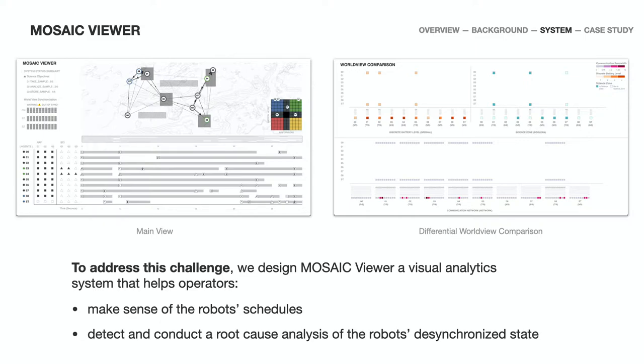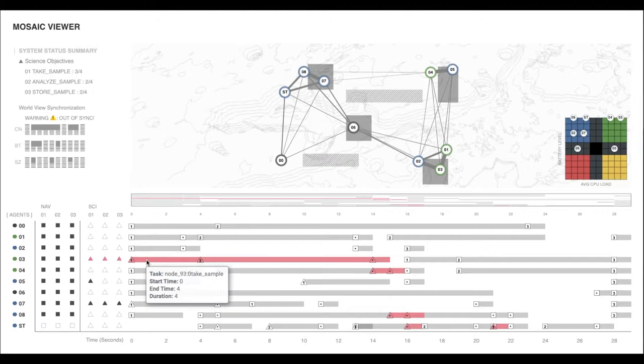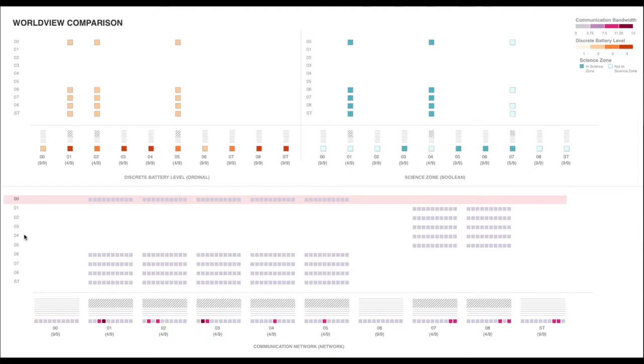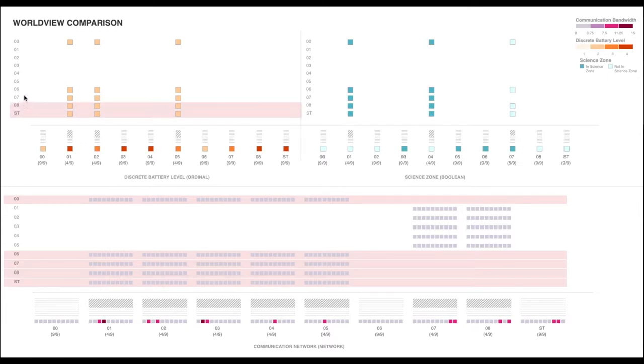operators at NASA JPL. The system consists of two components, main view and differential worldview comparison. To assist operators, the system uses a combination of shapes and interactions to track task completion. Operators can use differential worldview comparison, or DWC for abbreviation, to find the similarities and differences of each robot's worldview. DWC draws inspiration from the diff algorithm, which is commonly used for text comparison, to highlight and emphasize the discrepancies among the worldviews. This allows the operator to quickly identify misbehaving robots or communication failures.